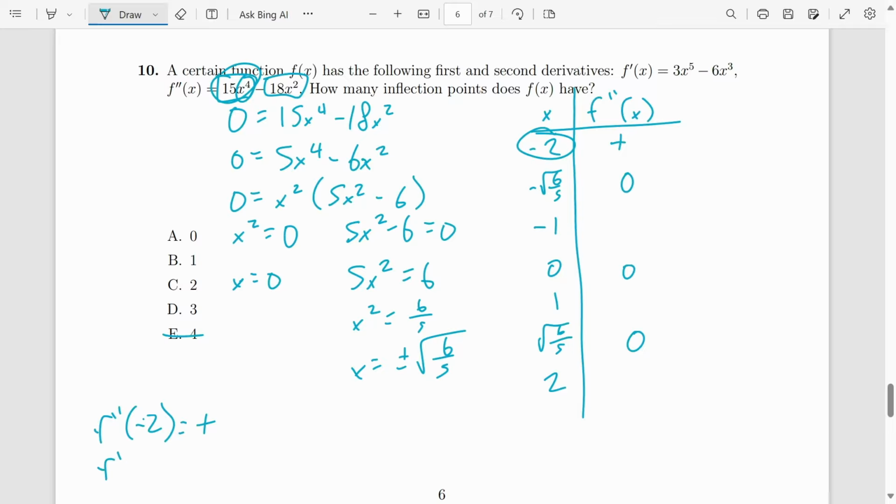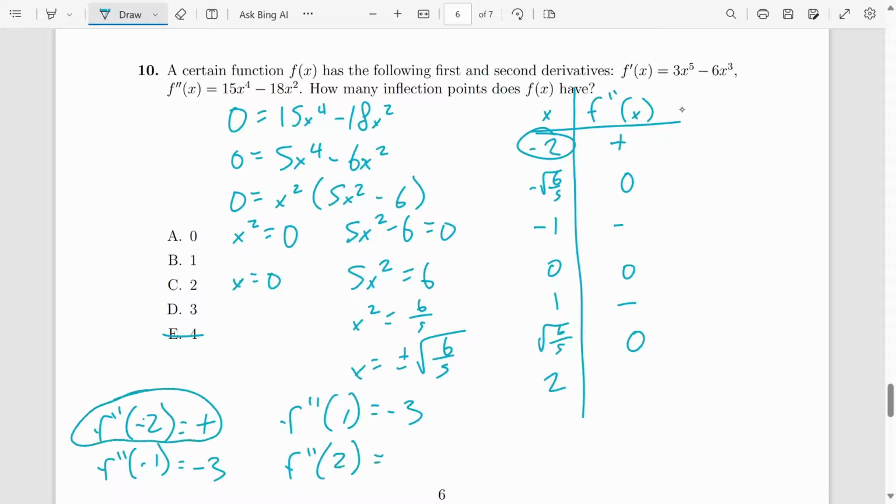So doing that, f double prime of negative 1, that's going to be 15 minus 18. That's going to be negative 3. That is negative. Plugging in a positive 1, let's see, f double prime of 1, that's going to be also 15 minus 18, which is negative 3, so that's also negative. And doing f double prime of 2, that is going to be the same thing as f double prime of negative 2, since all of these powers are even. So that's going to make all of these positive afterwards, and the sign of x won't really change anything. So this is going to have the same answer, and it's going to be positive at the end.